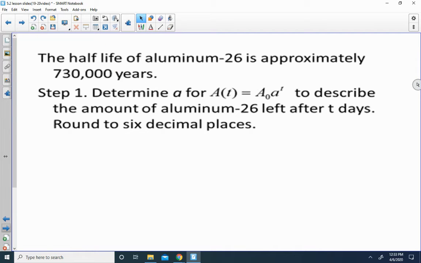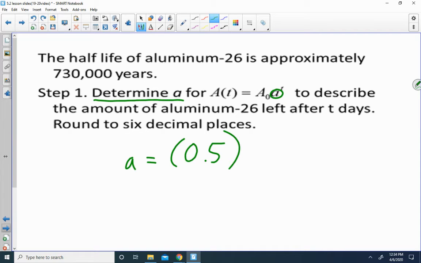This time, our element is going to be aluminum 26. And the half-life of aluminum 26 is approximately 730,000 years. Woo, that takes a long time for this to decay. That means it's pretty tough stuff. So step 1 says we're going to determine the little a for this formula. And of course, remember the formula for little a. You do 0.5 parentheses to the power of 1 divided by your half-life.